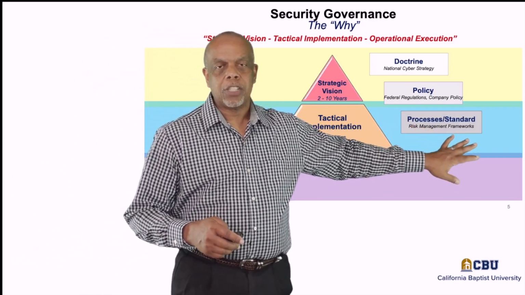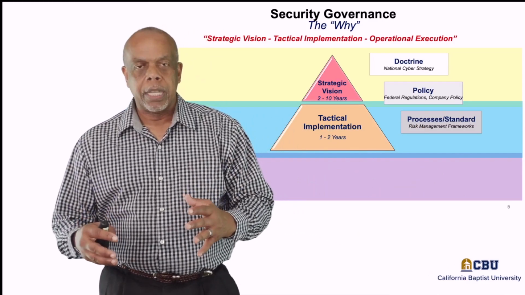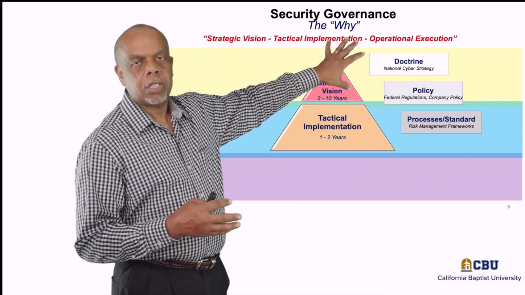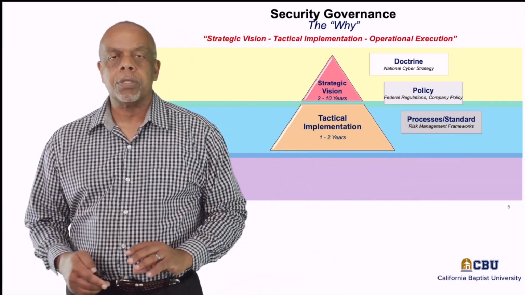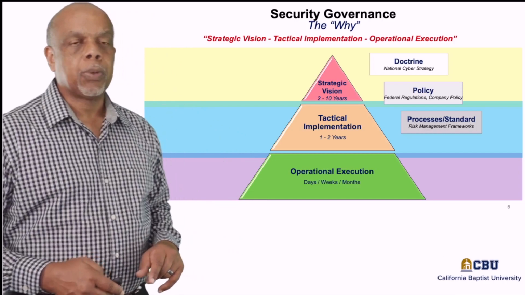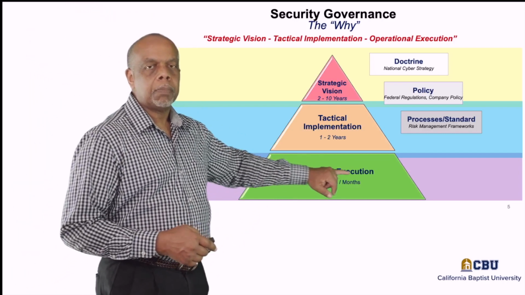Things like our management frameworks within that organization, so that now we can take the strategic vision and package it so that we can implement this vision in the next 1 to 2 years. So what about operational execution? Now we're talking days, weeks, months, okay?